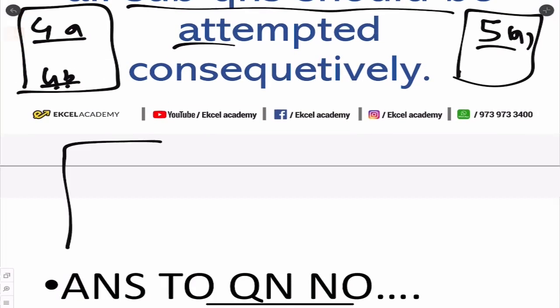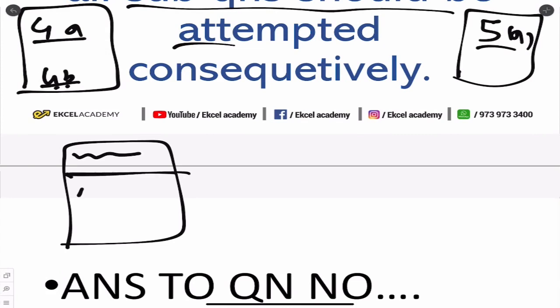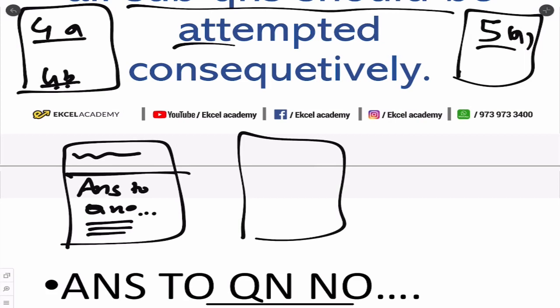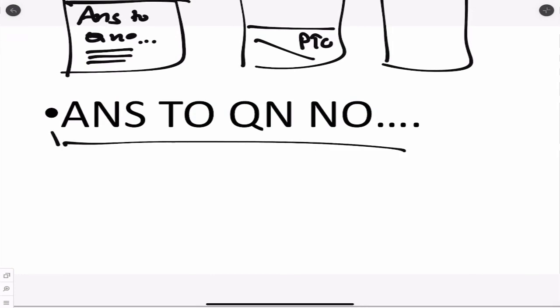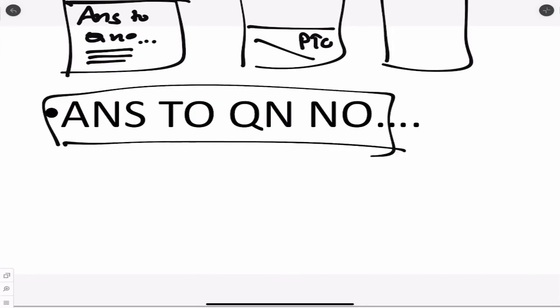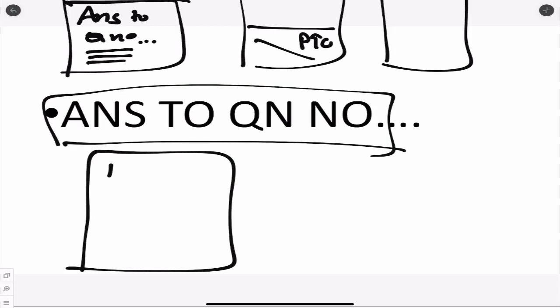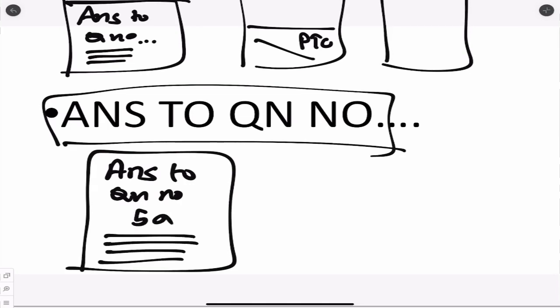Of course, suppose your answer script is like this and you finish writing some answer here. At that time you can put one line here and write answer to question number, and then write your answer. But generally, if you have written about this much on the page, forget this, just put a cross here, write page turnover, then write from the next page onwards. Answer to question number, this you have to write, very very important. If this is your entire paper, on the top you should write answer to question number, let us say 5A. Then you start writing your answer, very important.